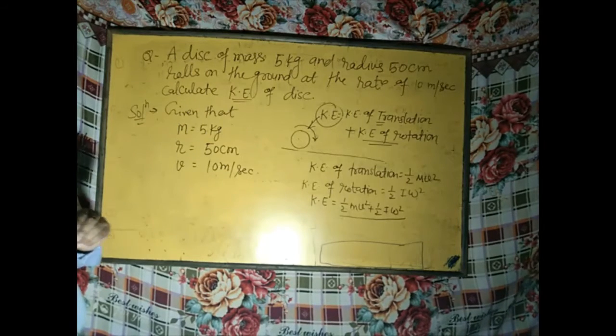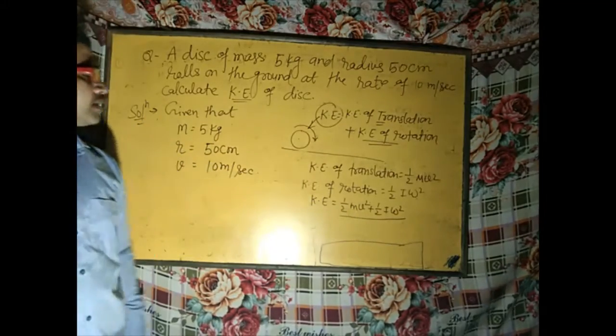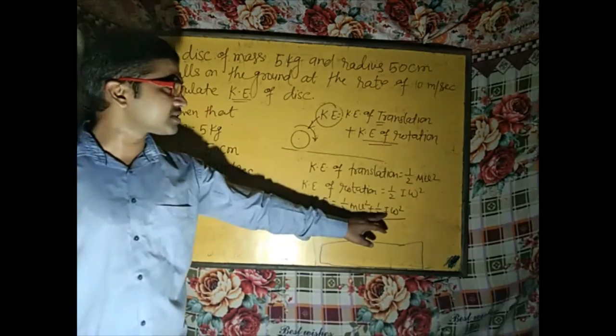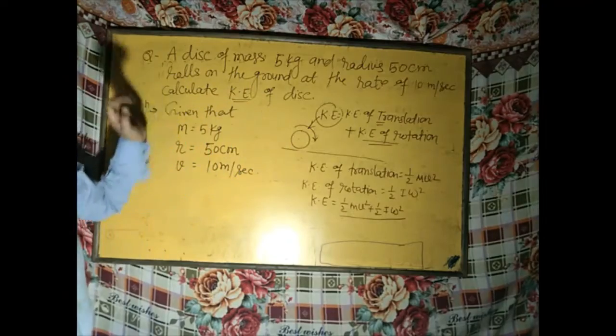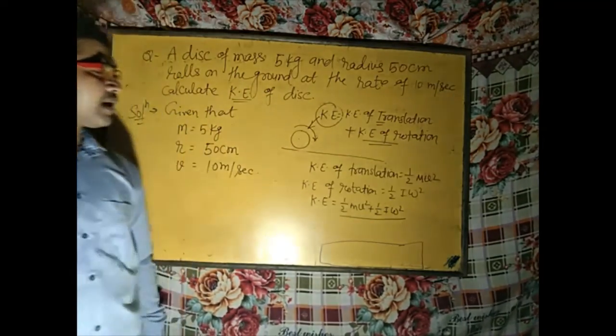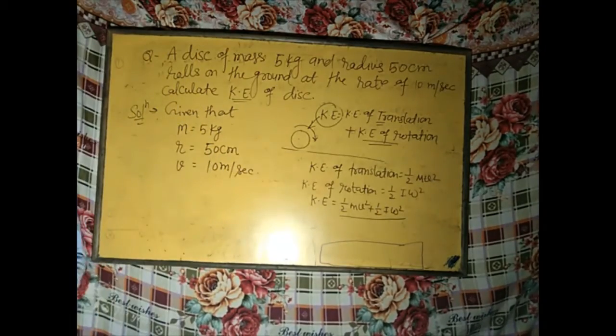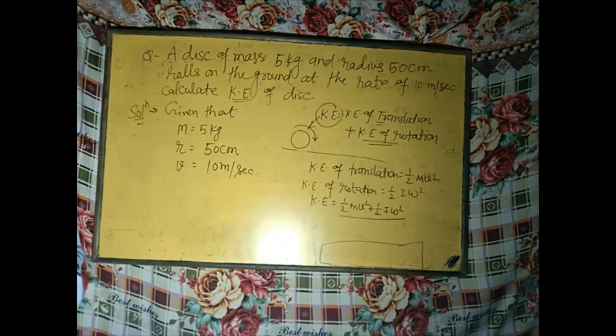Okay, after erasing this, I will solve first for mv square. Then I will calculate the moment of inertia of this disc and omega, and we will calculate half I omega square. After that, we add these two terms together, and we will get the answer. Okay, so try to note it down.